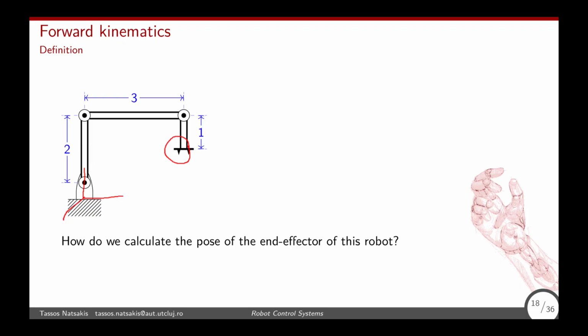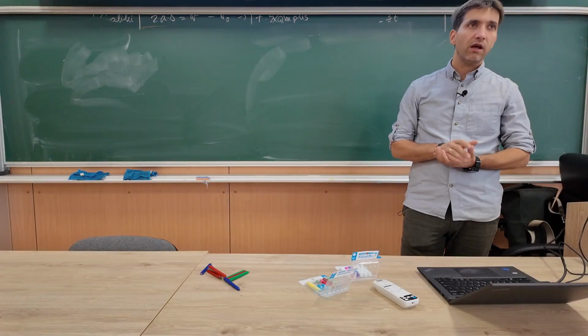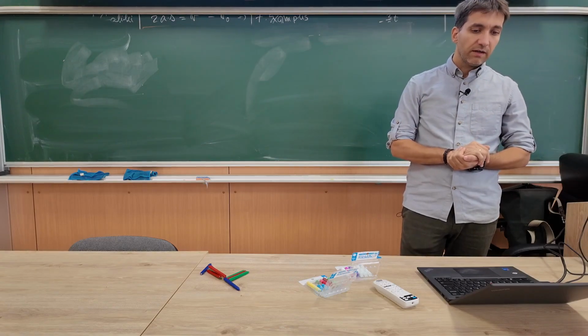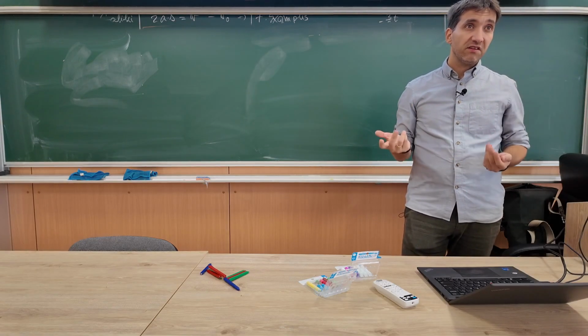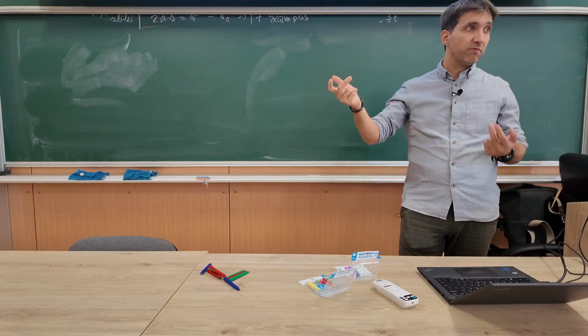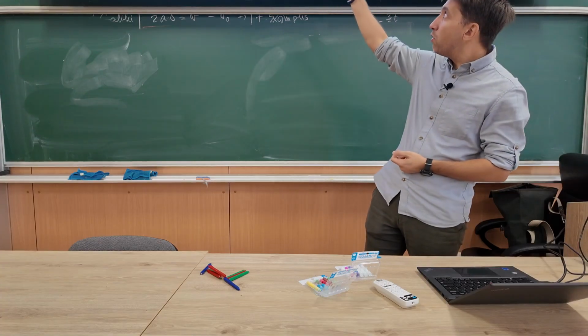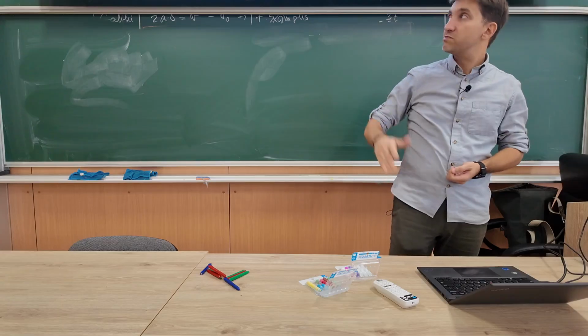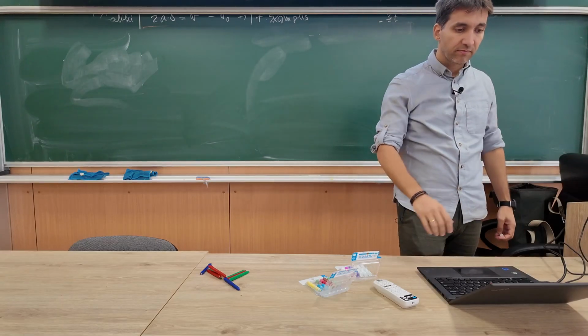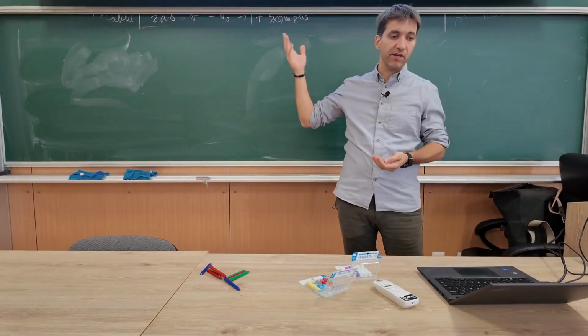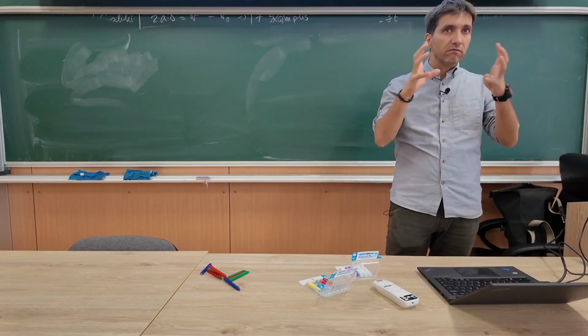Any useful tool we learned last week that can help us with this? Transformation matrices, right? Exactly. So we saw that transformation matrices are about describing a pose of a frame with respect to another frame. So that's exactly what we want to do. We want to express the pose of the end effector with respect to another frame, so we use these transformation matrices, which encapsulate the information about position and orientation, or translation and rotation, in one nice package.